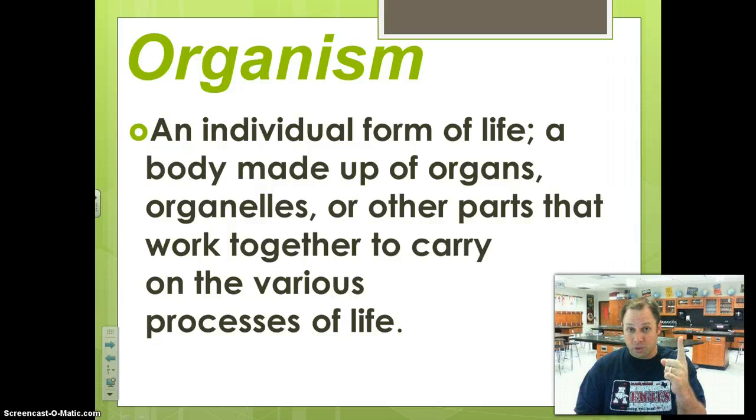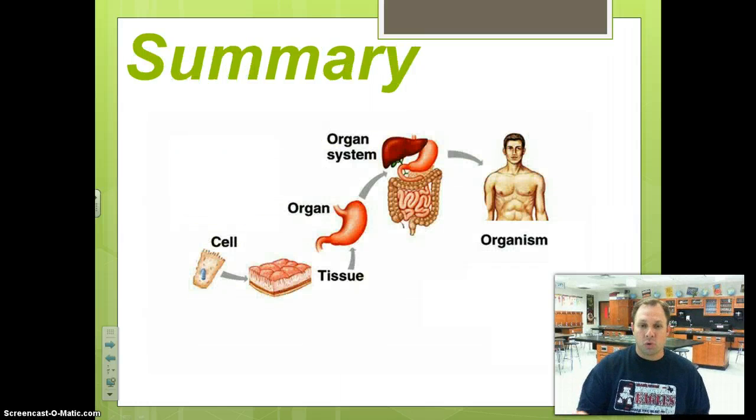I take cells, similar cells, and put them together, I get tissues. Similar tissues together, I get organs. Organs that share the same goal or same function, I get an organ system, and then all the organ systems working together, I get an organism. So let's look at this real quick review here.